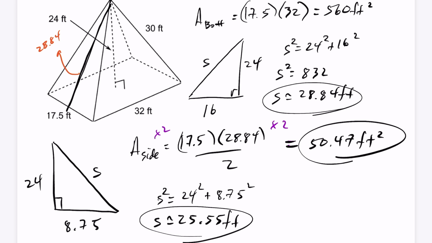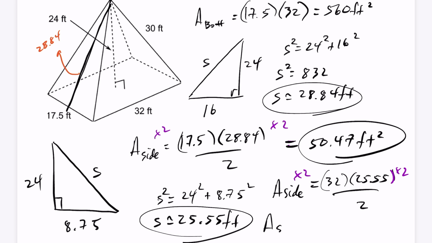Now when I go to calculate the area of the side of this shape, so now the other 2 sides of this, it's going to be your base, which in this case is 32, times your height, which we calculated is 25.55. I'm going to divide that by 2, and again, there's 2 sides, a front and a back on this. I'm going to have to double those numbers. And doing so, I get the area of this side of the triangle is approximately 817.45 square feet.